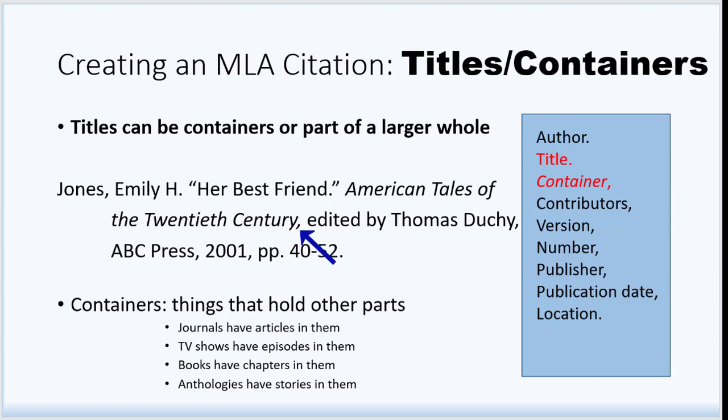I've provided a few examples that show you how you can identify larger works that contain smaller titles. Can you think of any others? For more information on containers, see the definition section beginning on page 134 of the MLA 9th Handbook.